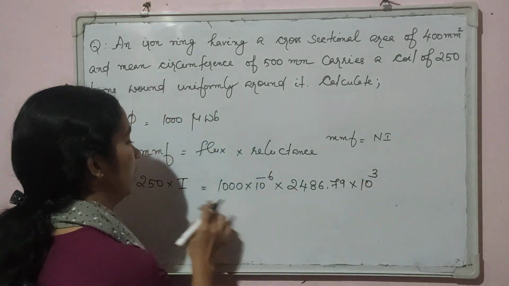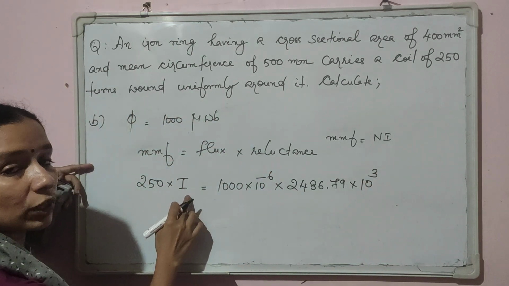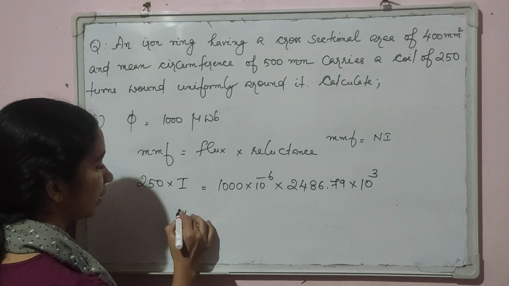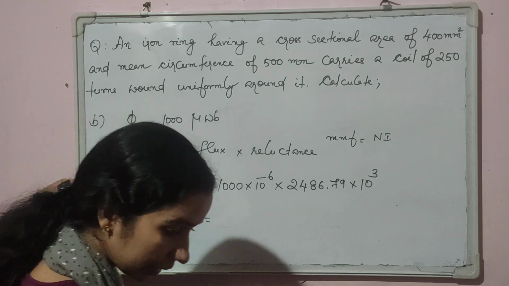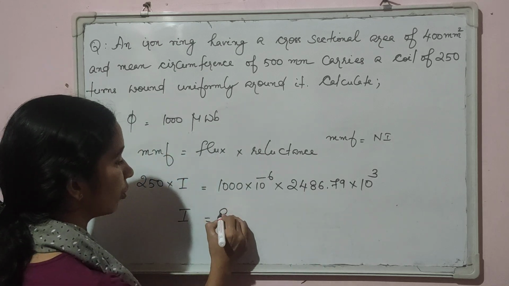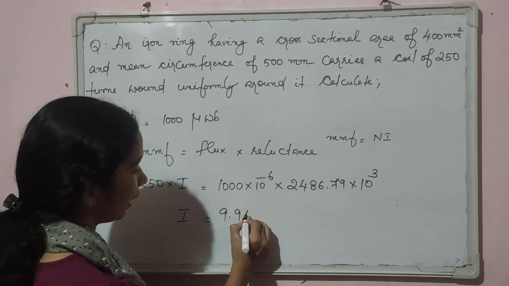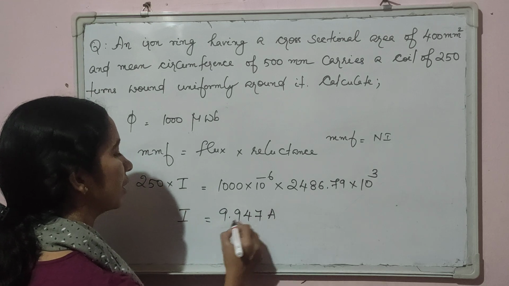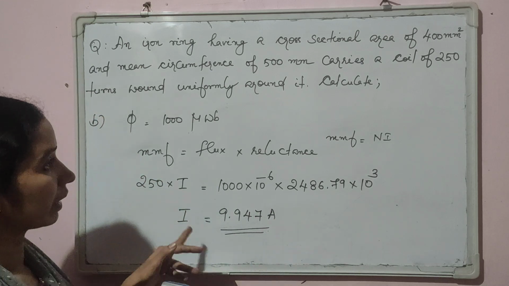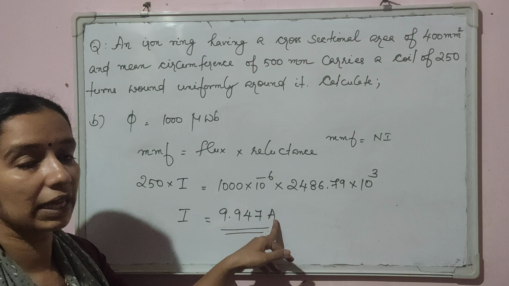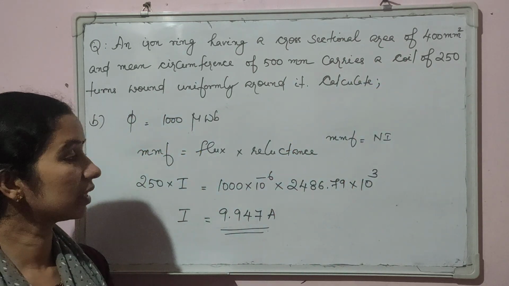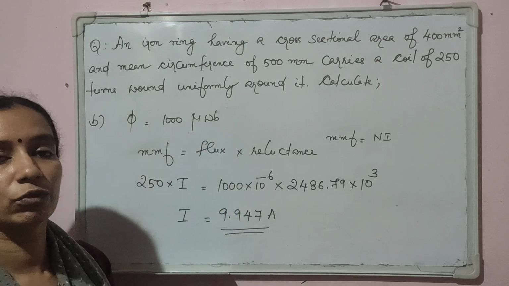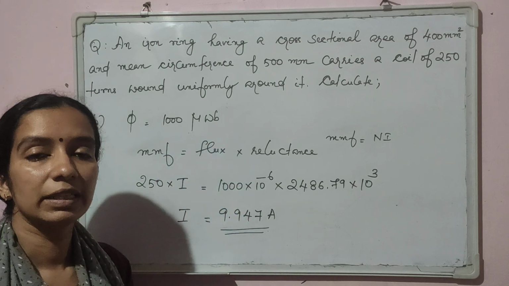Okay. So now the unknown is the current I. So we can solve this equation and calculate the value of current I. And the value of current I that we are going to obtain is 9.947 amperes. Okay. So if a current of 9.947 amperes flows through this coil having 250 number of turns, a flux of 1000 microwebers will be set up in the iron ring.